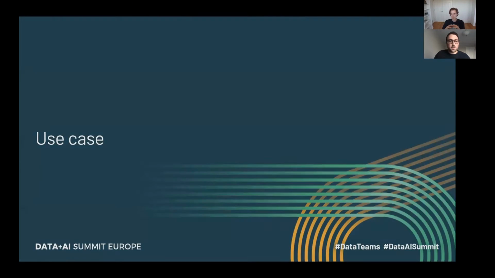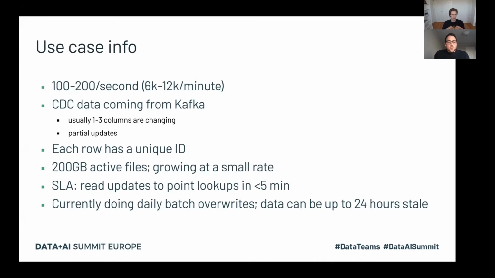So in our use case, where we're taking this change set and applying it, we have anywhere between 6,000 and 12,000 changes coming in every single minute. So it's fairly quick. The change set's coming in from Kafka. It's a partial update, so only a few columns, only a few fields may be changing or even available in the change set. So we're not getting full data here.